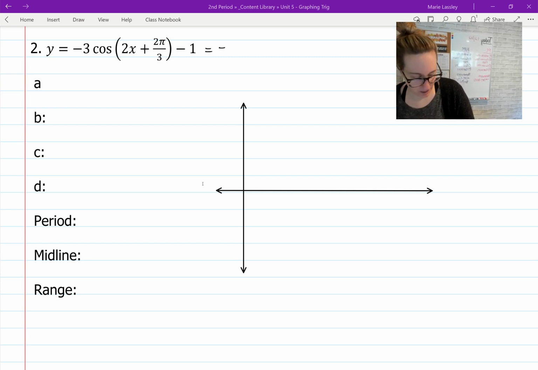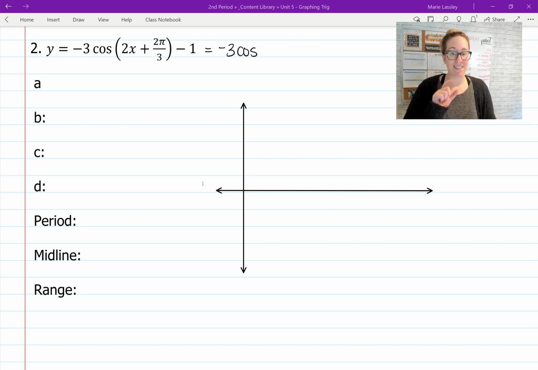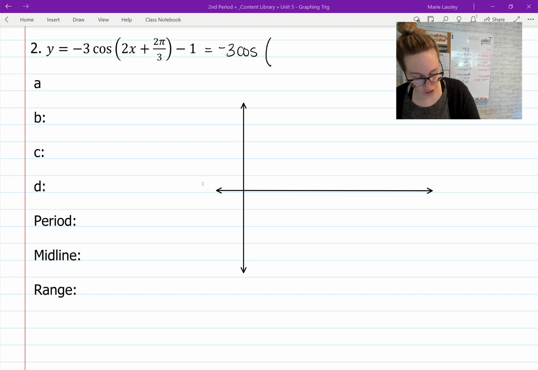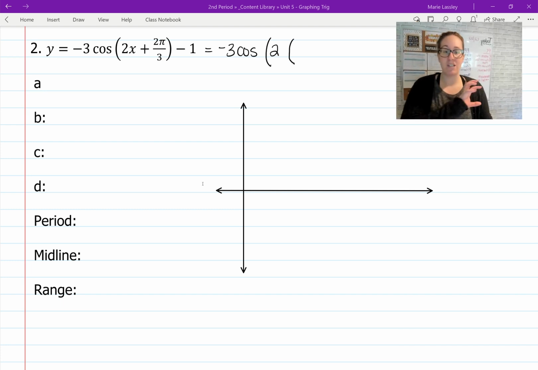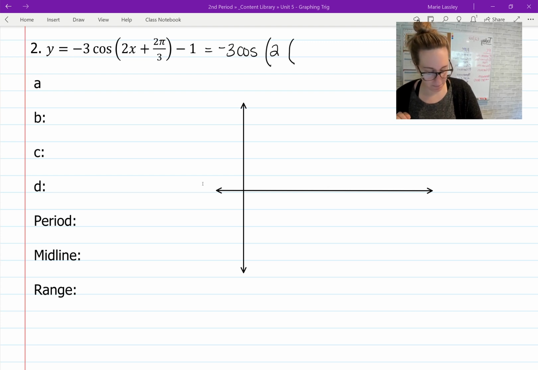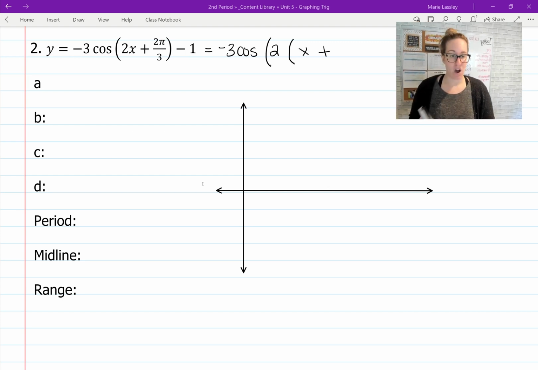We have -3 cosine parentheses. Now our b value is whatever is connected to the x. In this case, it's 2 parentheses. So now we're dividing everything by 2. This becomes x plus, now I know fractions are tough, so we can go to the calculator, type in 2/3. Don't hit the pi button. If you hit pi, then it's going to give you this irrational decimal. We don't want that. So 2/3 divided by 2, and then hit math, enter, enter.